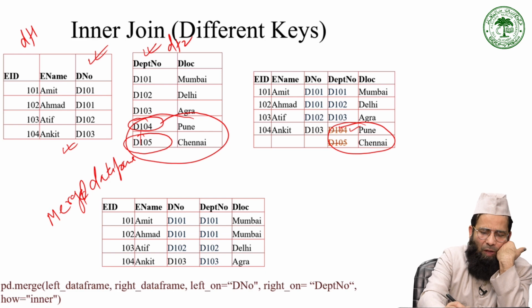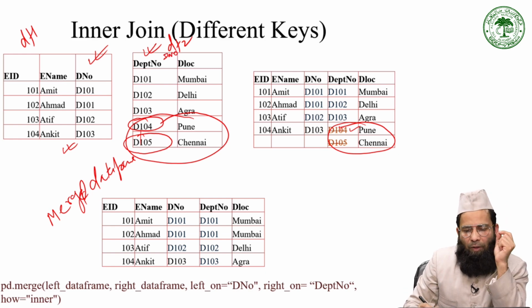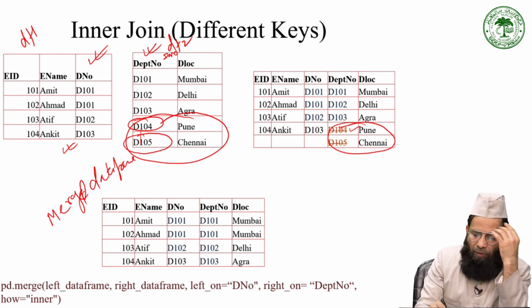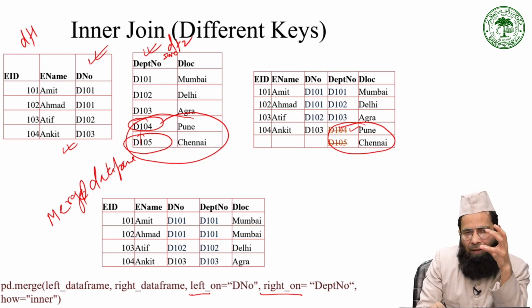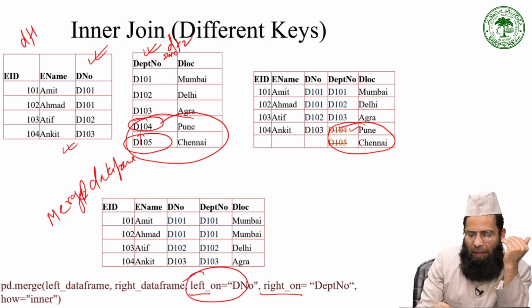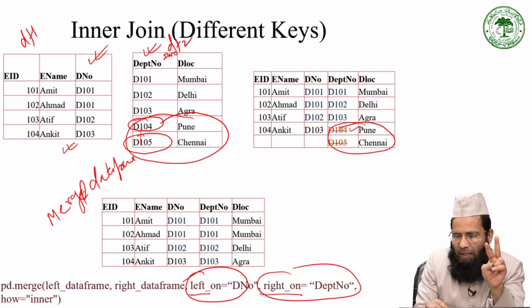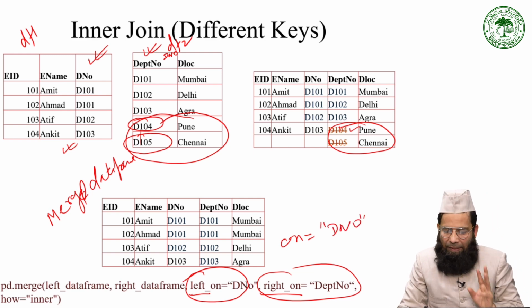Inner join can also be done on the basis of different keys. Suppose you have the same column name in both data frames, say D number in this data frame as well. Then you just need to mention on. In case you have different names, you need to mention left_on and right_on. Left_on means the key of the left data frame on which you are matching, and right_on means the key of the right data frame. If the column names are the same, you just need to mention on equal to, let's say, D number, to get the matching rows. So that is the inner join.